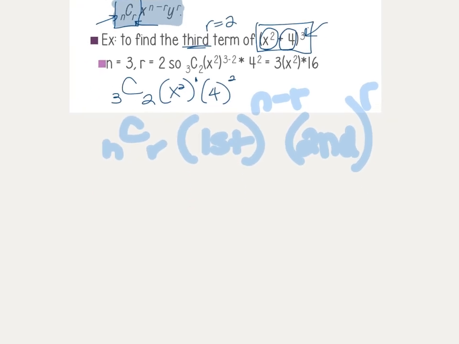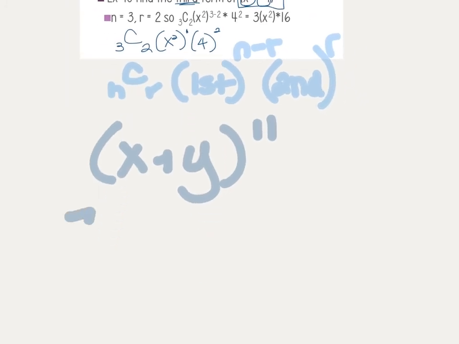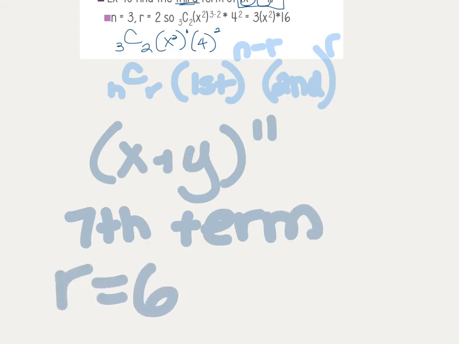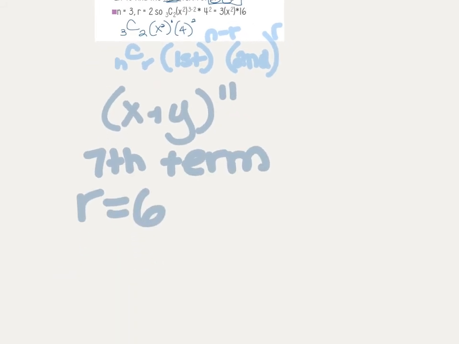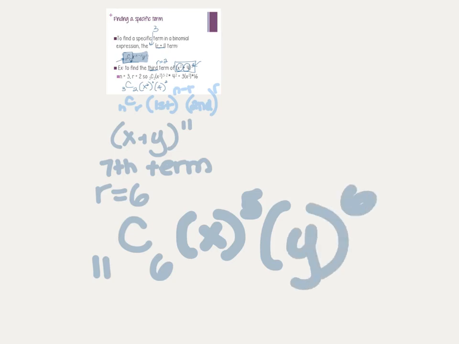So if whatever's in here is raised to the 11th, let's just say, and I want to find the 7th term. Oh, okay, so then r would be 6. R is 6, exactly. Right? And then I would do C, N, R. And then I would do x, which in this case is x, to the n minus r, which would be 5. And then the second term, which in this case is y, to the r, which is 6. Does that make sense? Mhm. Okay.